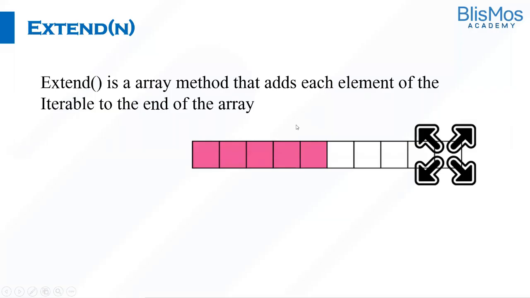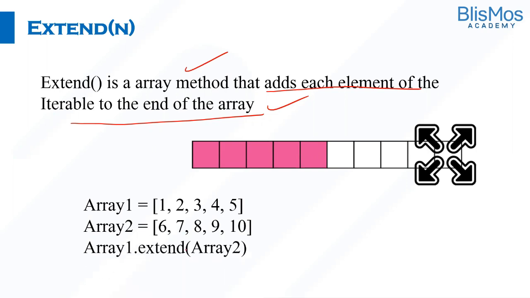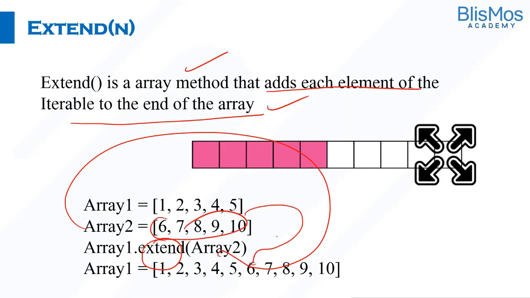So extend is an array method that adds each element of the iterable to the end of the array. Means if you see, you have an array with elements 1, 2, 3, 4, and 5. We have an array with elements 6, 7, 8, 9, and 10. If you use an extend method and provide the array as a part of the argument, then it will properly insert the elements of array into the array1.